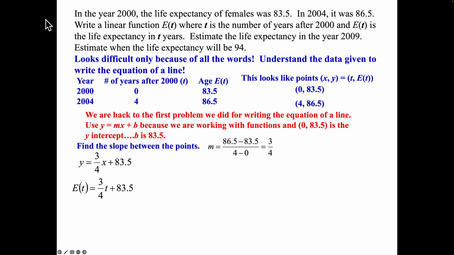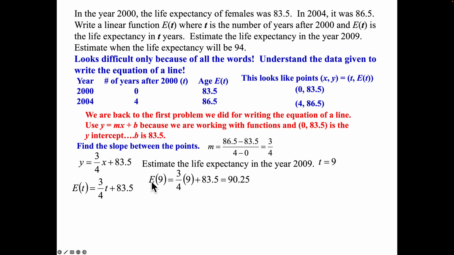Now, then they asked us to estimate the life expectancy in the year 2009. Okay, wait a minute. 2009 would be how many years after 2000? That would be 9. So t equals 9. Plug in 9 into our t's. So e of 9 equals 3/4 times 9 plus 83.5. Well, guess who's going to do the work for that? Your calculator. 90.25.